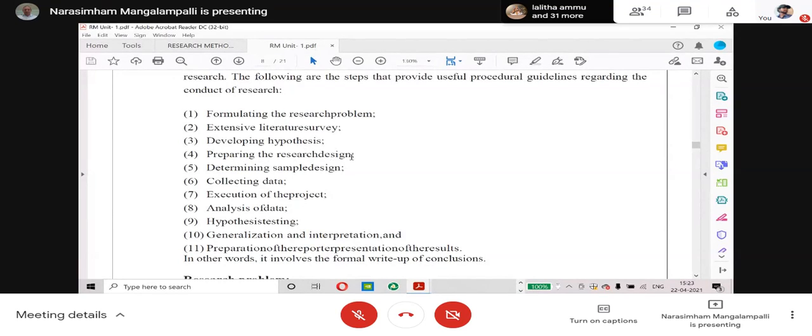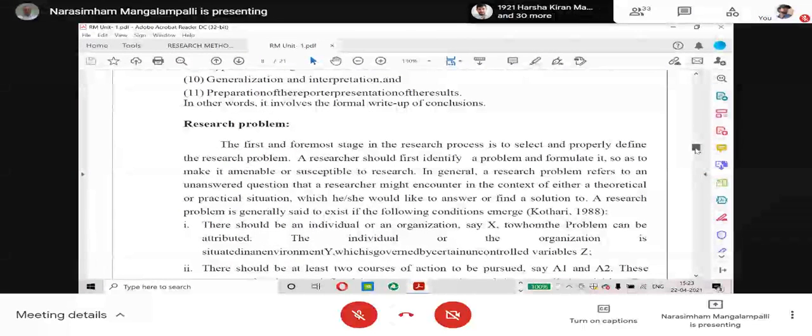Fourth is preparing the research design. Fifth is determining the sample design. Six, collection of data. Seven, execution of the project. Eight, analysis of data. Nine, hypothesis testing. 10, generalization and interpretation. And 11, preparation of the report, presentation of the results. So these are the 11 steps that are involved.